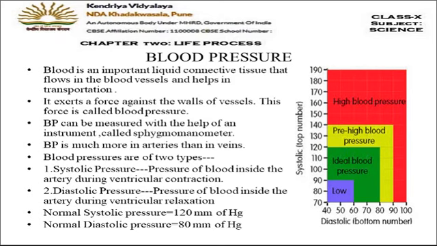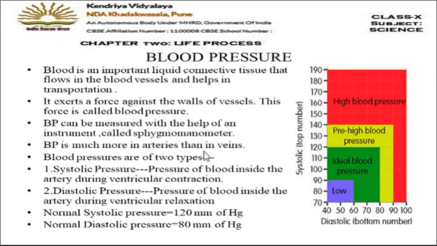Fine. Now, I have written it in short here, BP. BP means blood pressure. So blood pressure can be measured with the help of an instrument which is called sphygmomanometer. Sphygmomanometer is the instrument which is used to measure the BP. Now BP is much more in arteries than in veins.